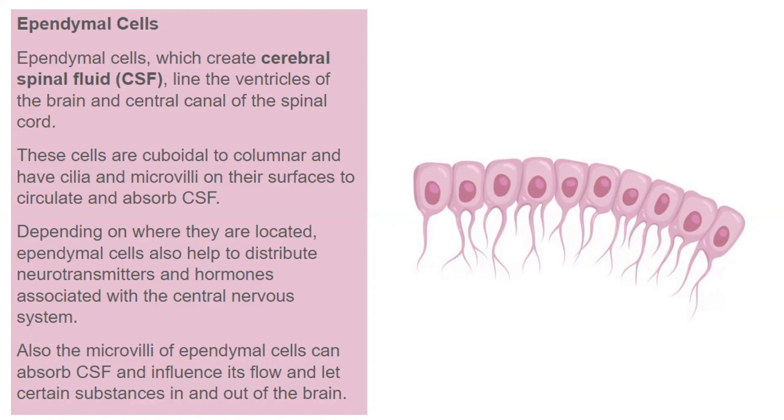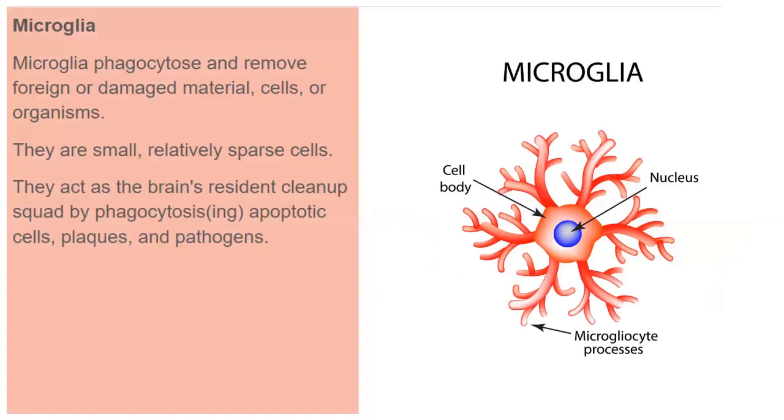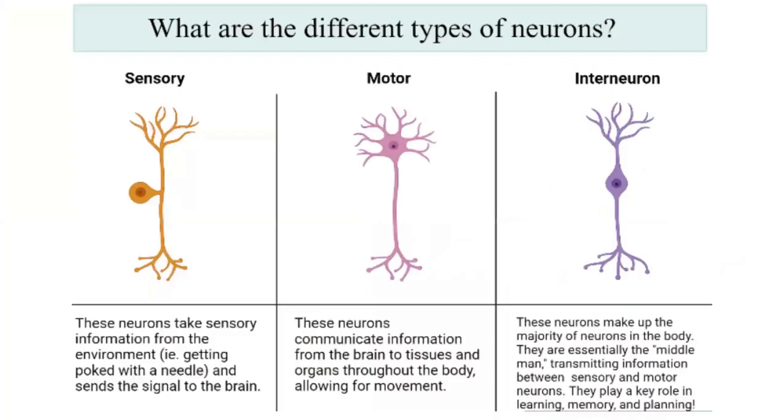Then microglia phagocytose and remove foreign or damaged material, cells or organisms. They are small, relatively sparse cells. They act as the brain's resident cleanup squad by phagocytosis of apoptotic cells, plaques, and pathogens. Okay, so this is about microglia.